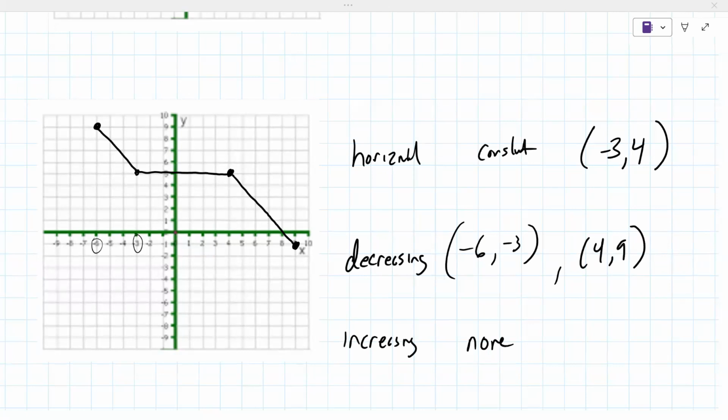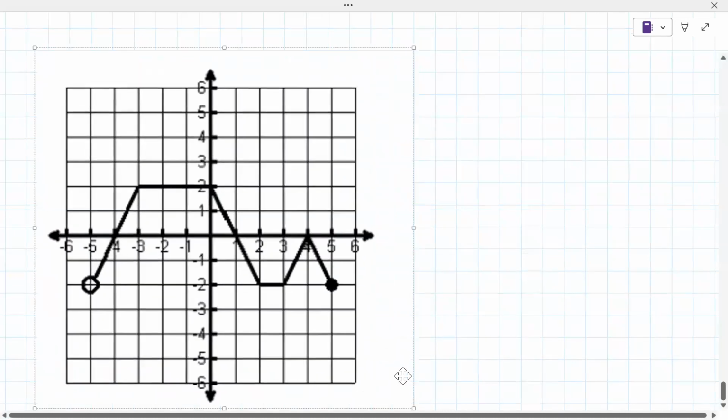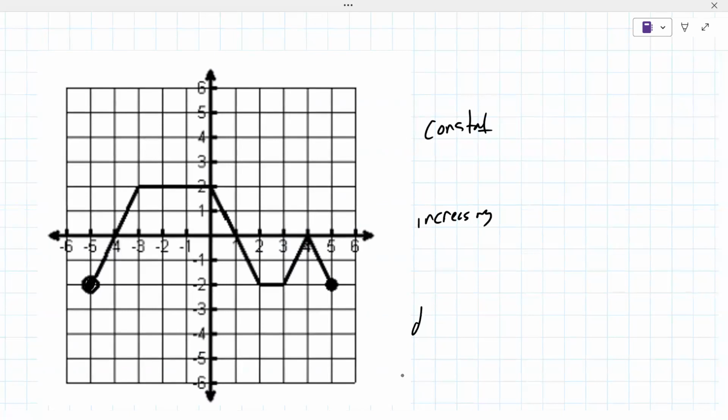Okay, let me put a new problem up in front of you. It's more like what you were doing for us the other day. All right, I want you to tell me where it is constant, increasing, decreasing.